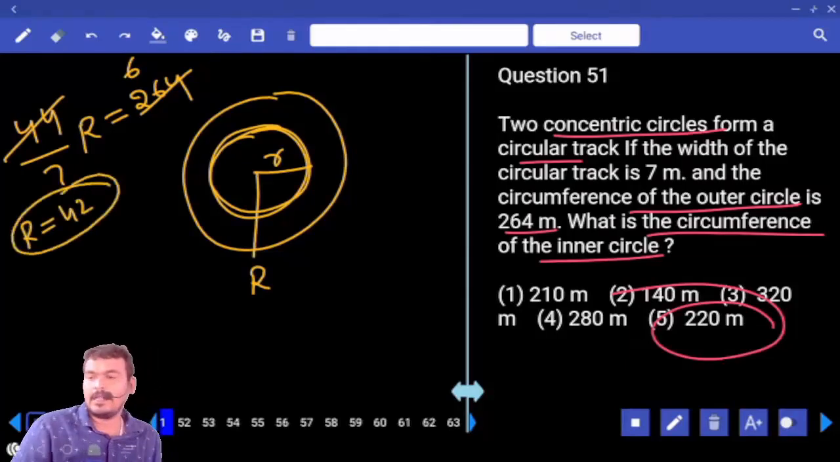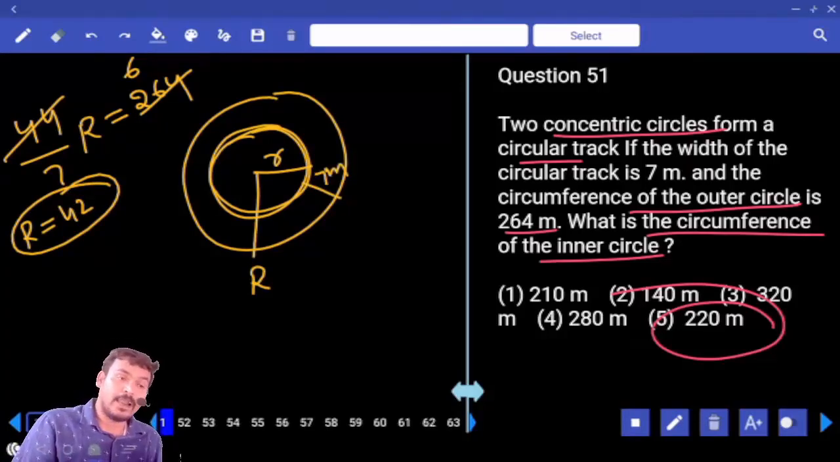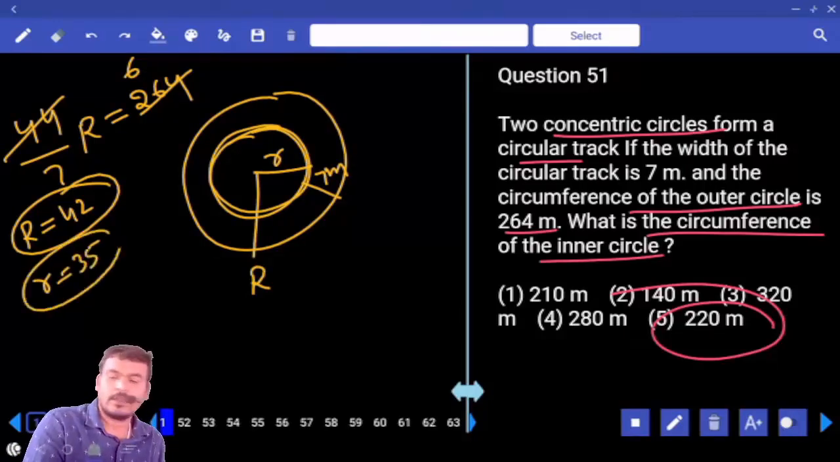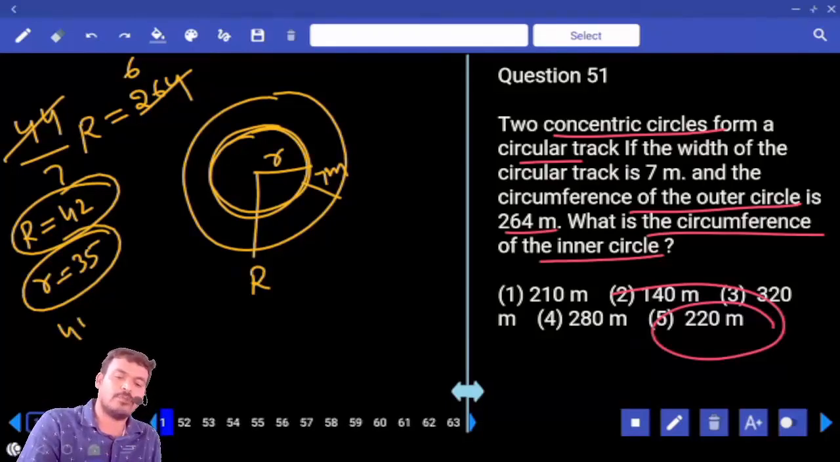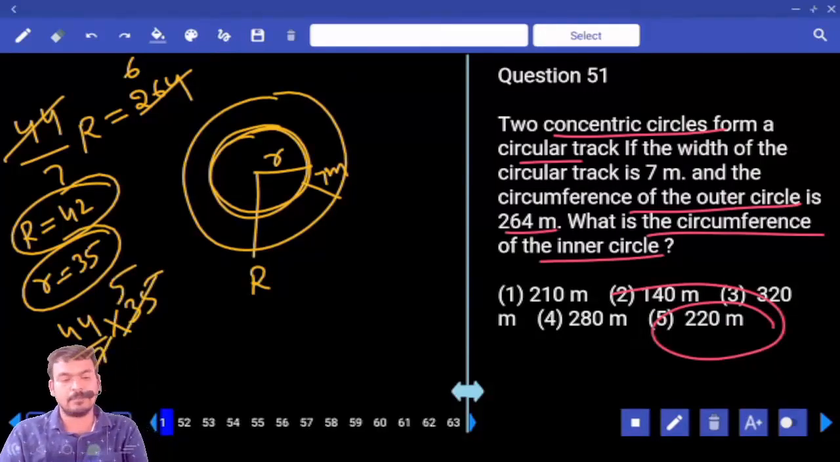42. And here the width of the track is given how much? 7 meters. Width of the track is 7 meters. Capital R value 42 means small r equal to how much? 35. What is the question here? Circumference of the inner circle means 44 by 7 into 35 or not? 7 almost 5 times. What is the answer?